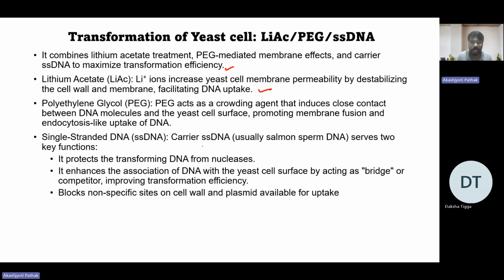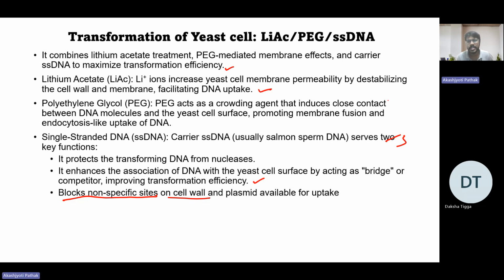These are also called carrier single-stranded DNA, usually salmon sperm DNA. It serves mainly three functions. It protects the transforming DNA from nucleases. It enhances the association of DNA with the yeast cell surface by acting as a bridge or competitor, improving transformation efficiency. And the most important point is that it blocks the non-specific sites on the cell wall, and as a result, it makes the plasmid available for uptake.